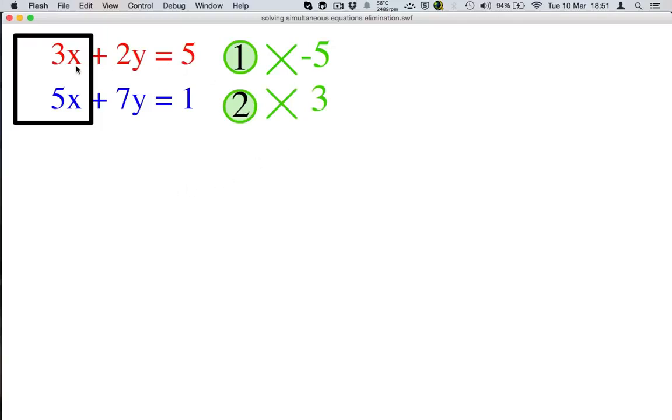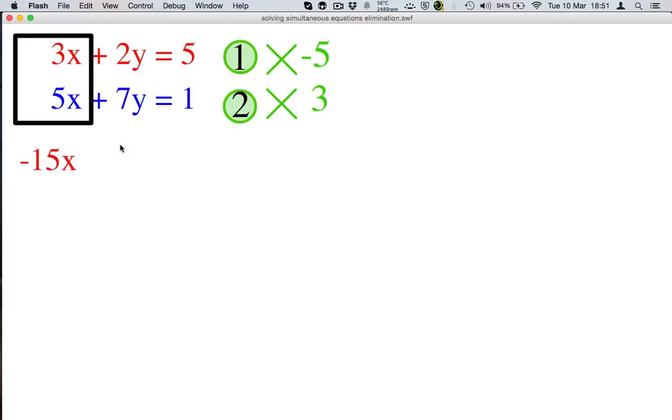So notice, because there are no negatives in either equation in front of the letters, all the numbers in front of the letters, the coefficients, are positive, we need to multiply one of the equations by a negative. So we multiply the top one by a negative. We can choose either one. Sometimes it will be easier to multiply the first by a negative, and another time it will be easier to multiply the second equation by a negative.